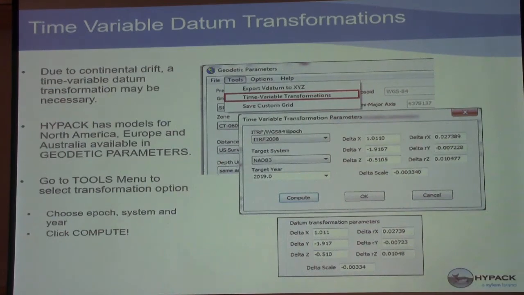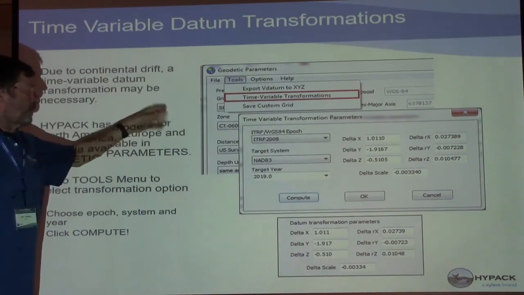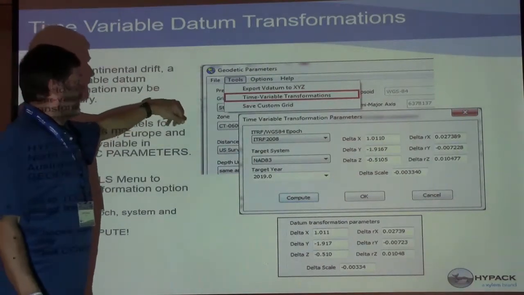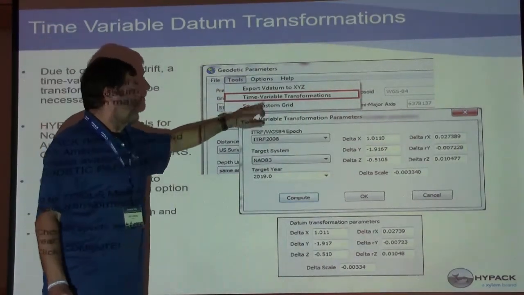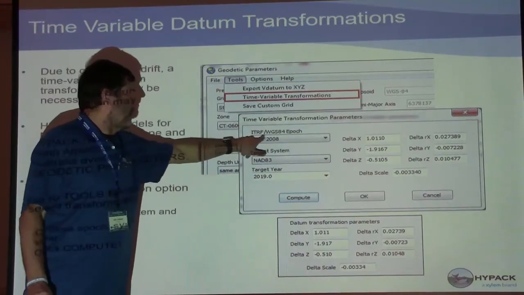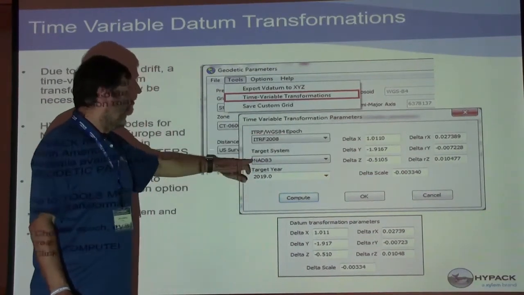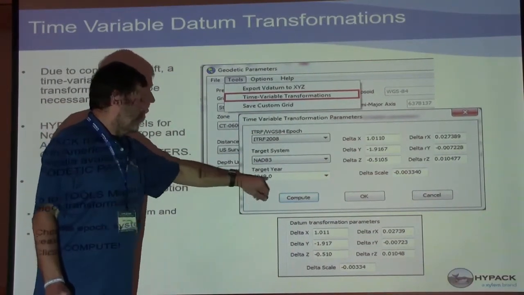A few years ago, we added the option for the time variable transformations. I believe working on a lot of the systems, some of the satellite-based systems and POSPac, you can do some of the stuff where you're working in ITRF. So you could set up your basic grid here, but then go into the tools, go to time variable transformations, choose your ITRF epoch here, your target system you're working in, and then the year.